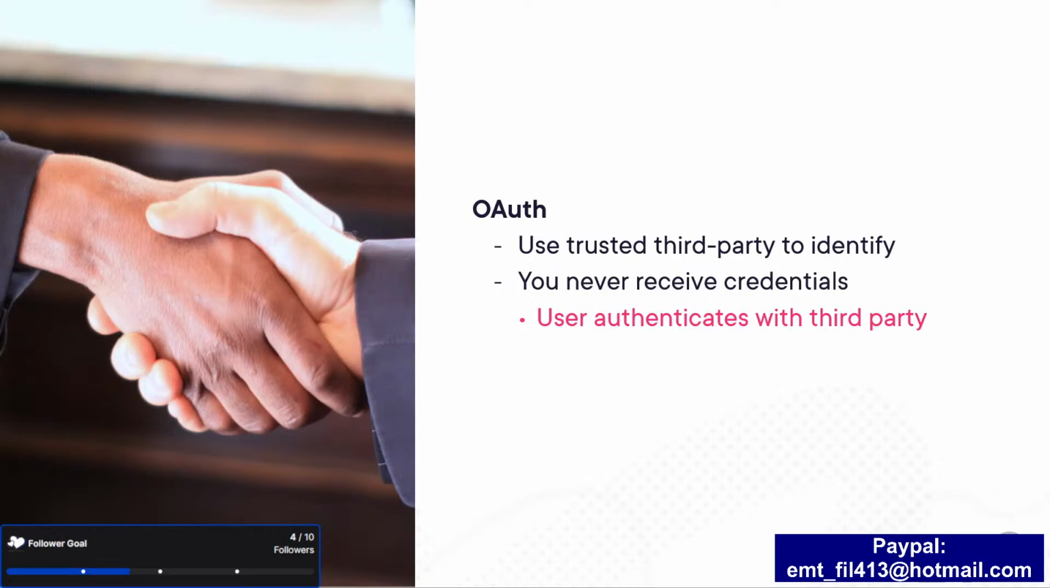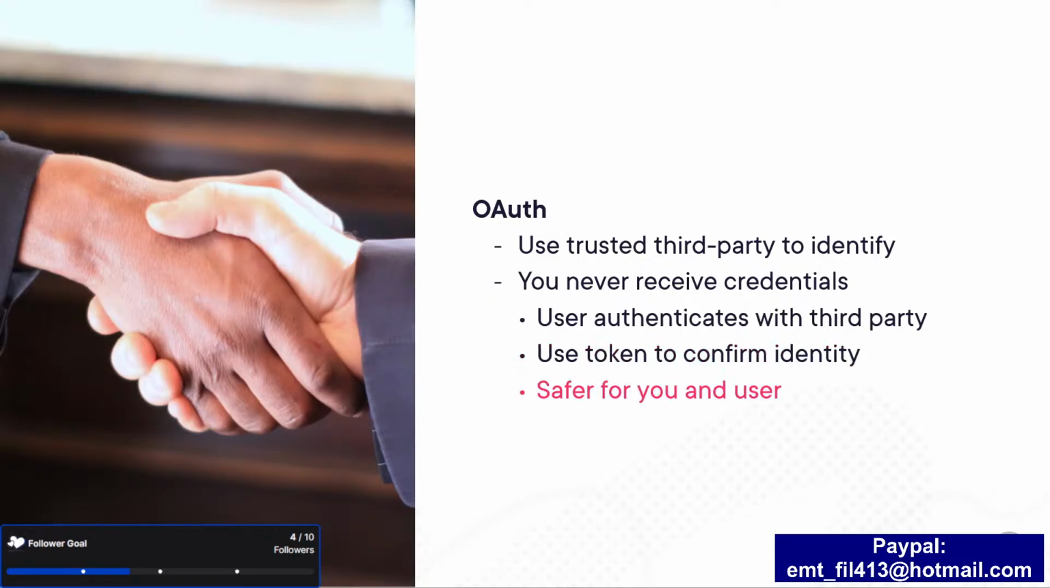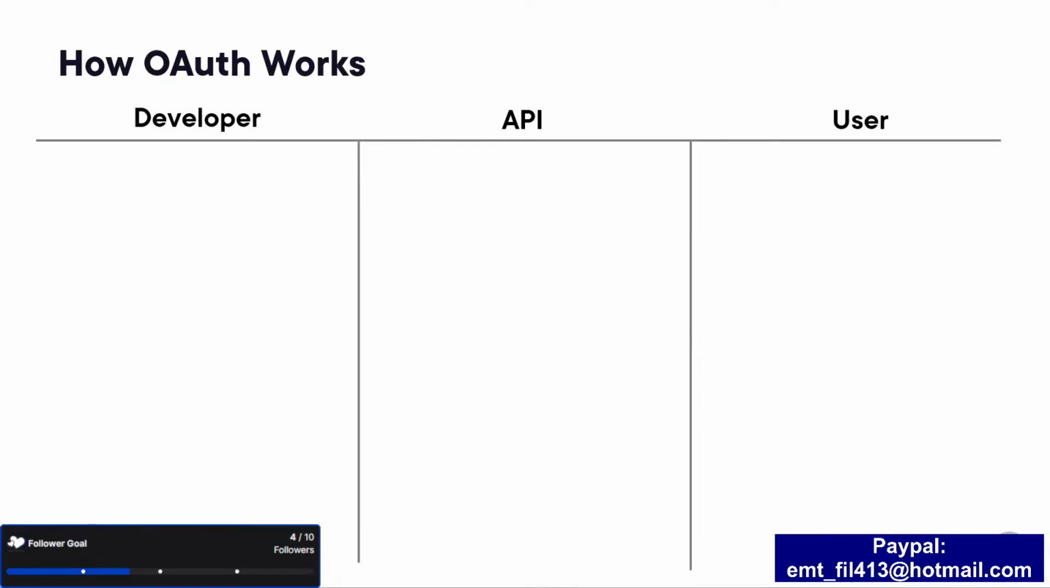The user is authenticated with some third party and then will send you the token to use. This token is used to confirm their identity, and it is safer for you because you never get a hold of those credentials that really belong to the user in this third party. Think Facebook login, Google login, Microsoft login. But how does it really work?